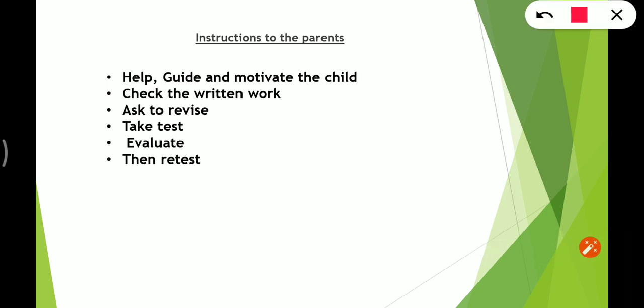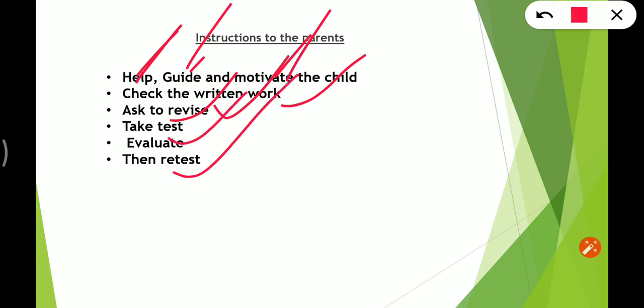Okay, there is something for the parents too. Respected parents, as you all know, we teachers are not there to help, guide, and motivate your child. So we are giving this responsibility to you. Help, guide, and motivate your child. Check the written work. Ask them to revise their work. Take test, evaluate, and if needed, then take retest.